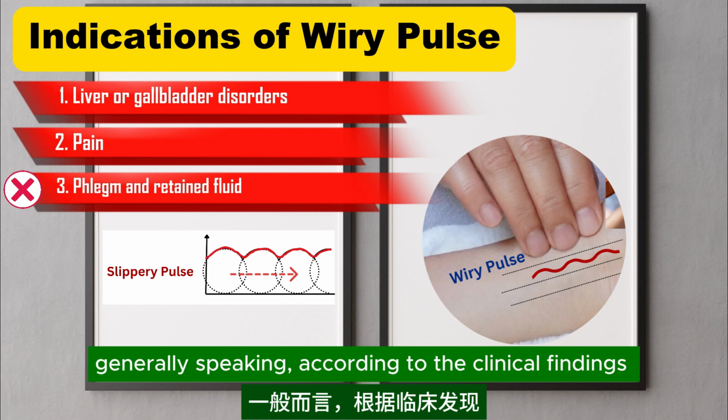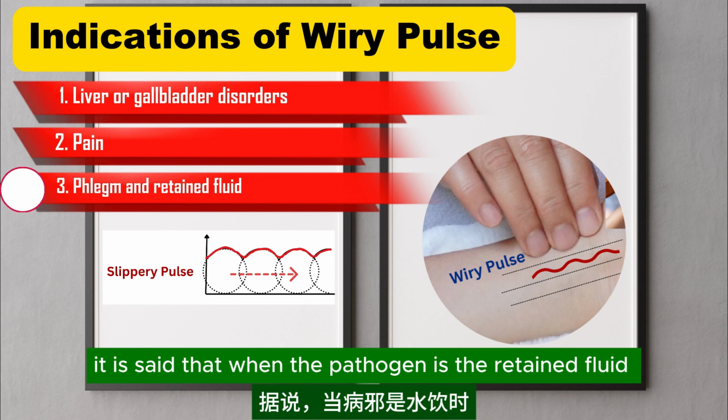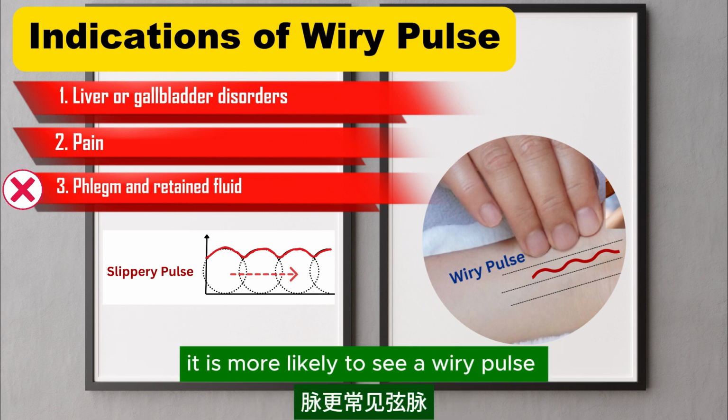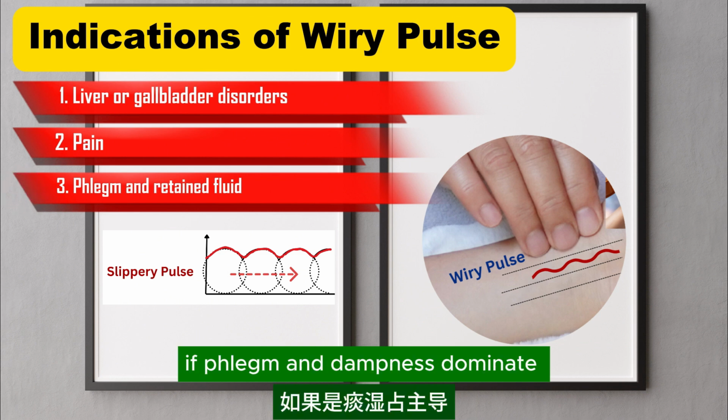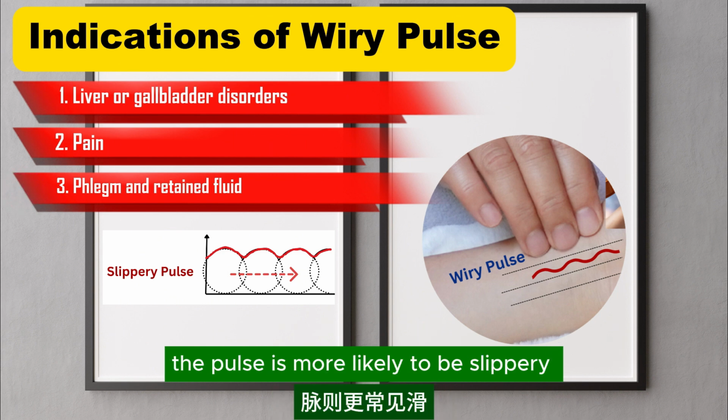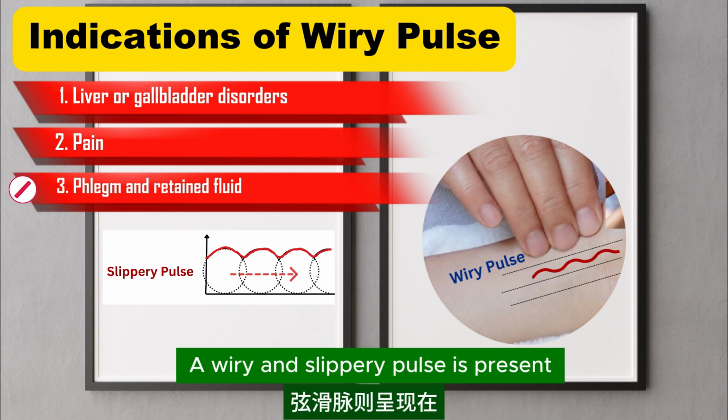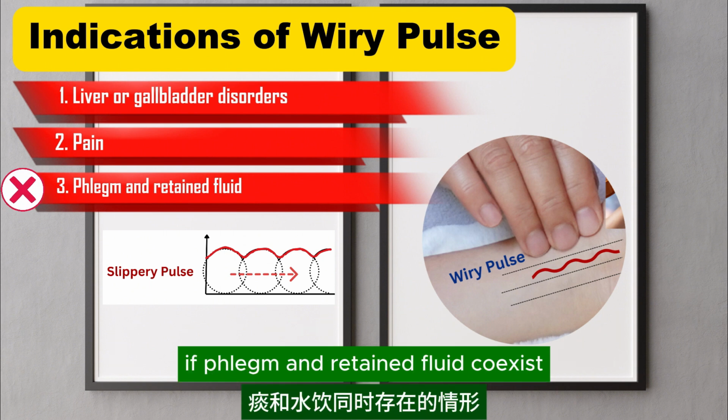Generally speaking, according to the clinical findings, when the pathogen is retained fluid, it is more likely to see a wiry pulse. If phlegm and dampness dominate, the pulse is more likely to be slippery. A wiry and slippery pulse is present if phlegm and retained fluid coexist.